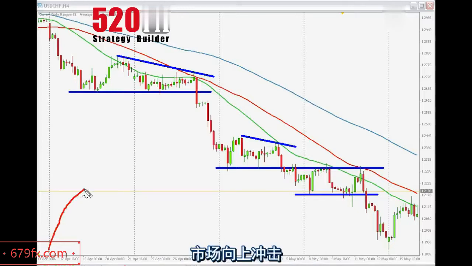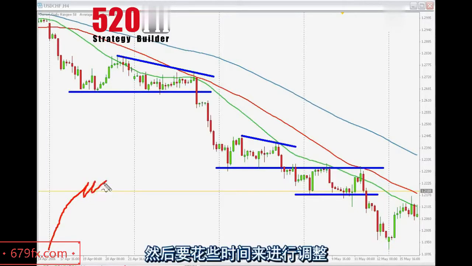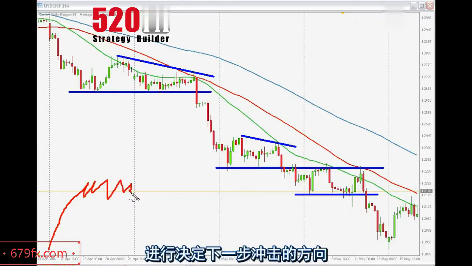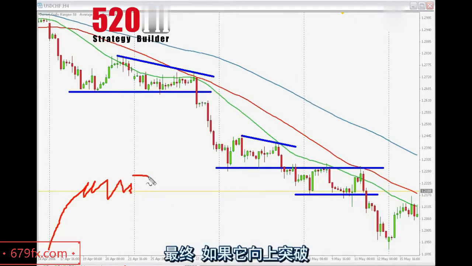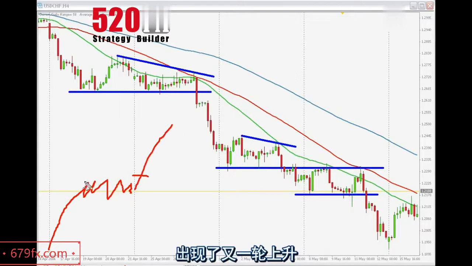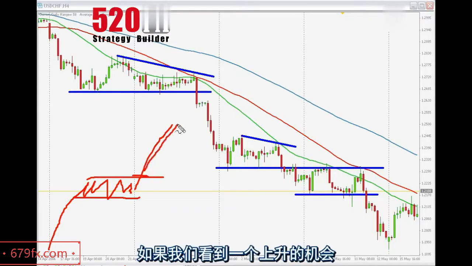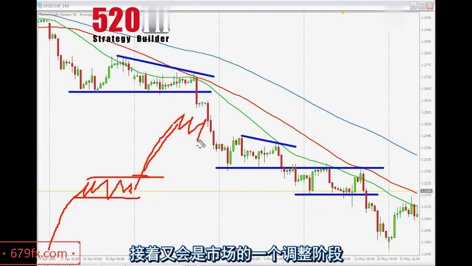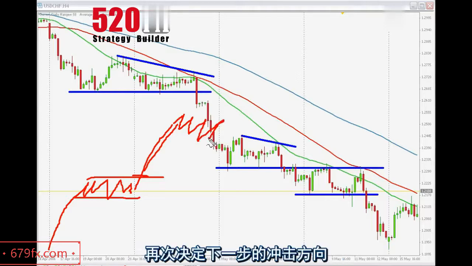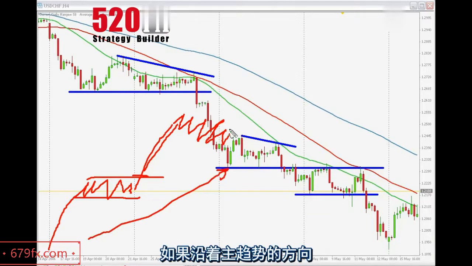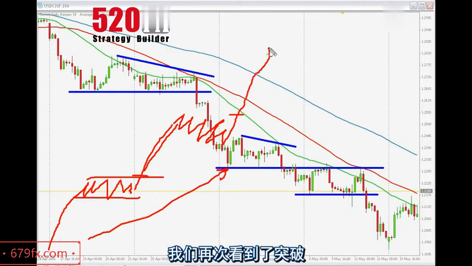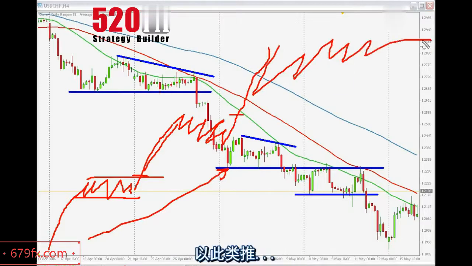Market swings up, pushes up, then takes some moment to breathe, to reassess the direction of the next move. Eventually, if it breaks to the upside, it gives way to another swing up. We have a breakout chance there to ride for a new swing up. Hopefully we do find an entry, and then again another moment of indecision, of market congestion, taking a breath, reassessing our next upcoming move. If we do get yet another breakout in the direction of the trend, off we go to ride a new swing up, and so on and so forth.